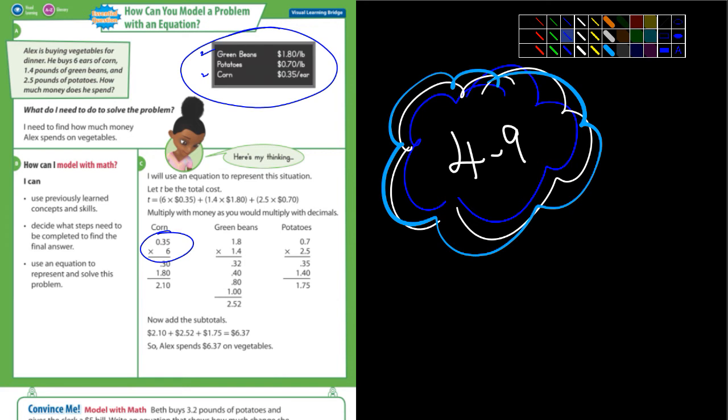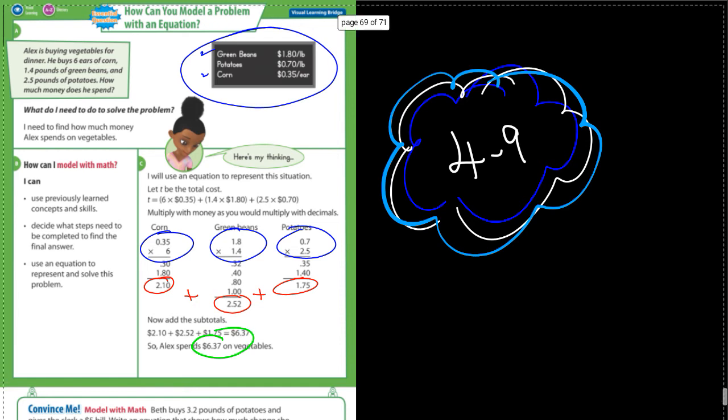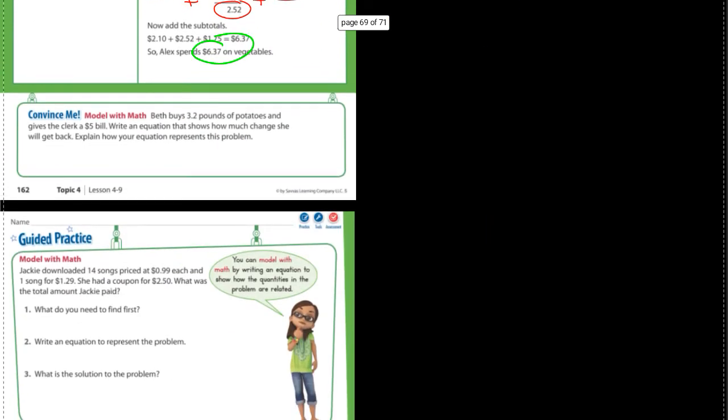They're listed at 180, so it's going to be 1.4 times 1.8, or you could look at it as 1.80. And then finally the potatoes, 2.5 times 0.7. Then you're going to get the 3 answers, 1, 2, and 3. What do you have to do? You have to add all of them together, and then you'll finally get a total of what? $6.37. Okay? So that's what you're doing in these problems here.